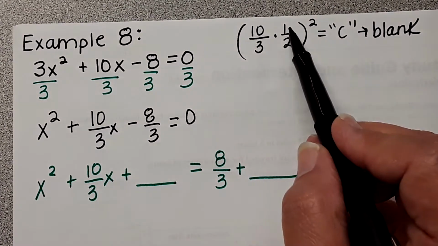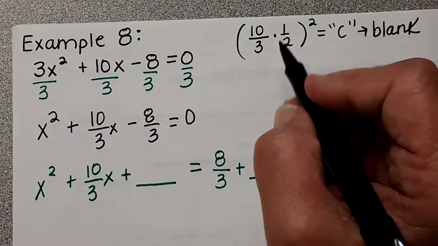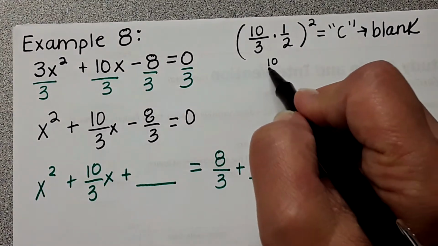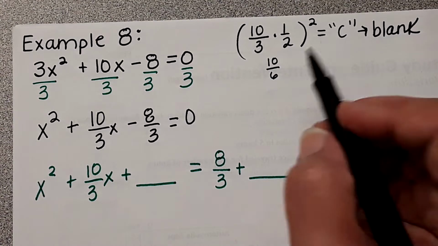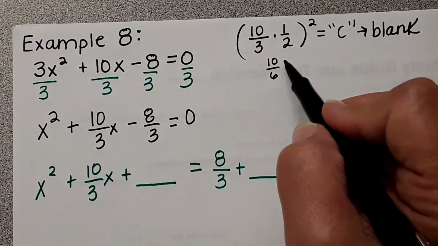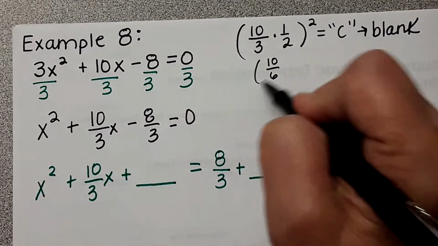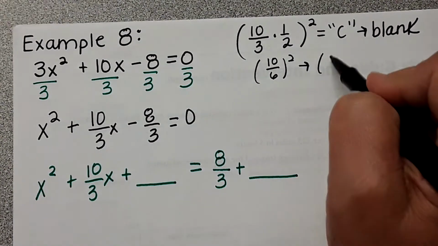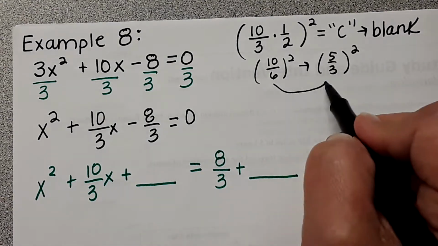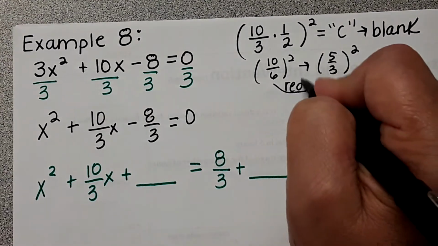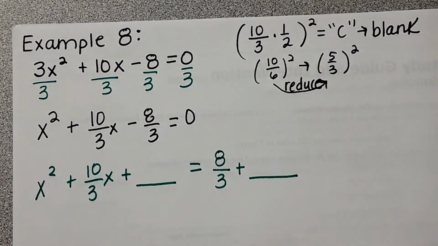Well, 10 times 1 is 10. 3 times 2 is 6. So what I want to do is reduce that fraction. What is 10/6 reduced? 5/3. So I reduced my fraction. If you reduce it, the numbers will be a little bit better.